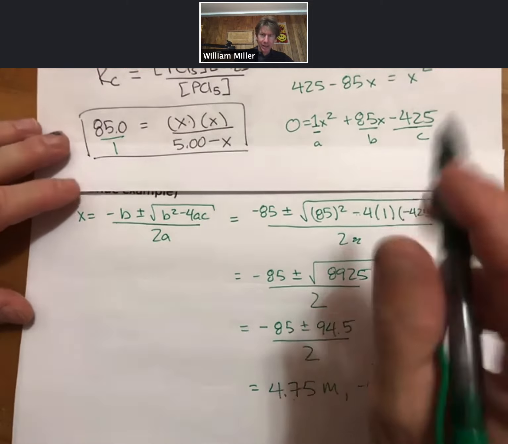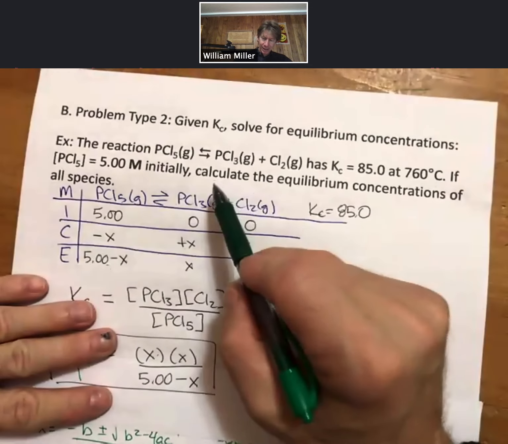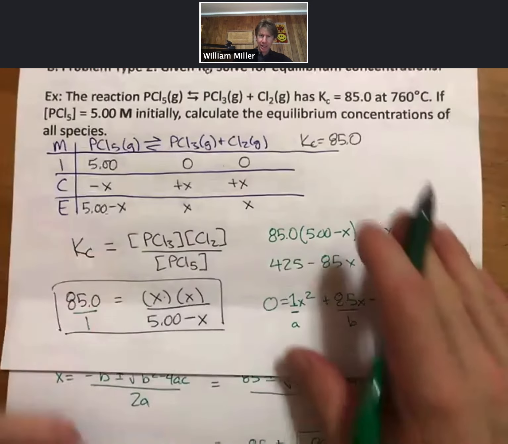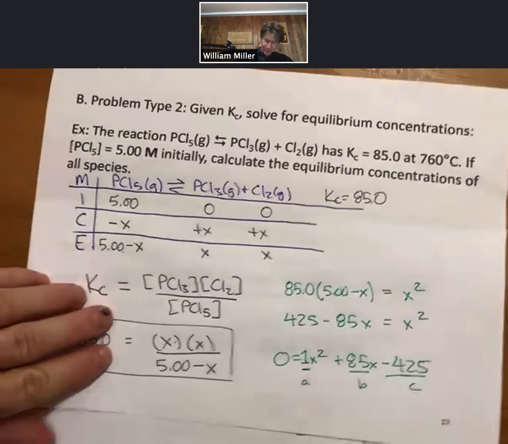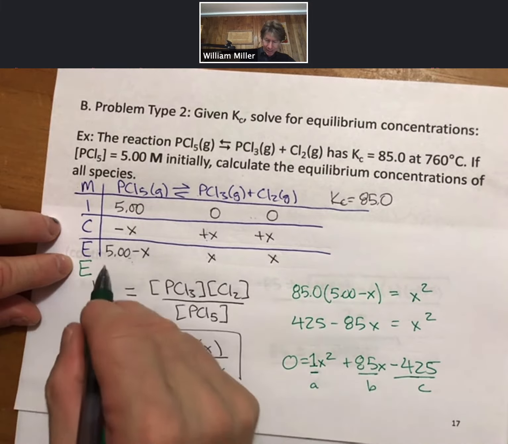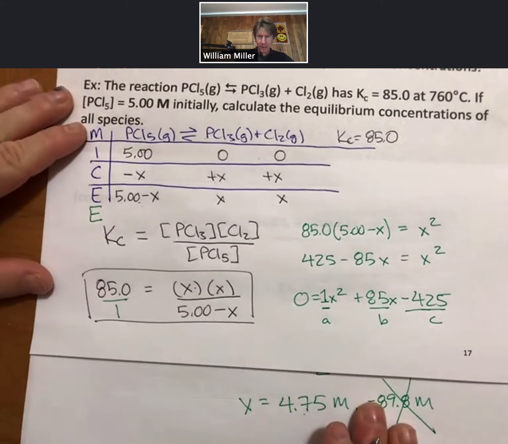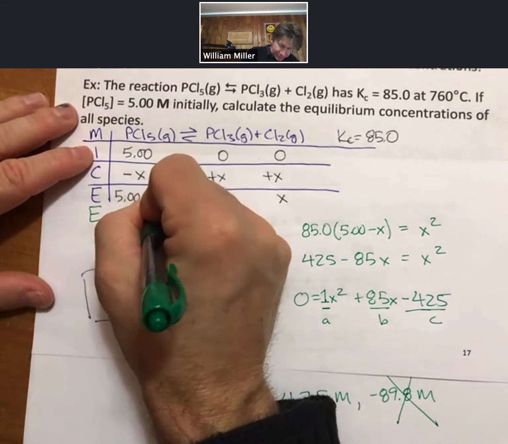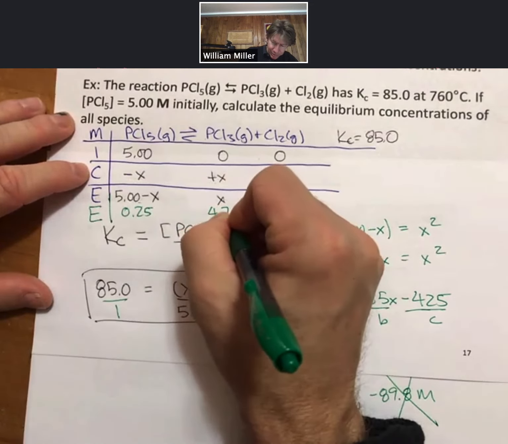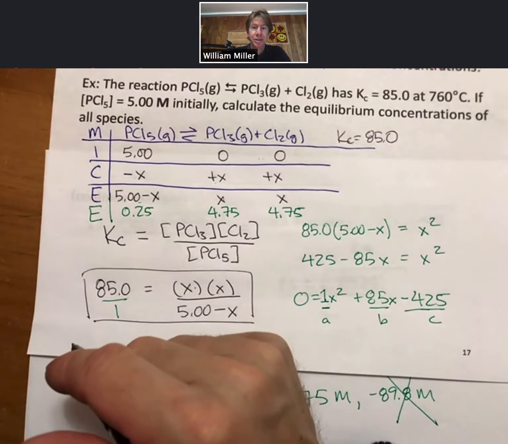So now let's come back. So we solved for x. We come back, it says calculate the equilibrium concentrations of all species. And what you can do is come back here to your problem and say a second E, and then 5 minus 4.75, there we go, is going to be 0.25. And then these are just going to be 4.75 molarity. And those are your equilibrium concentrations.